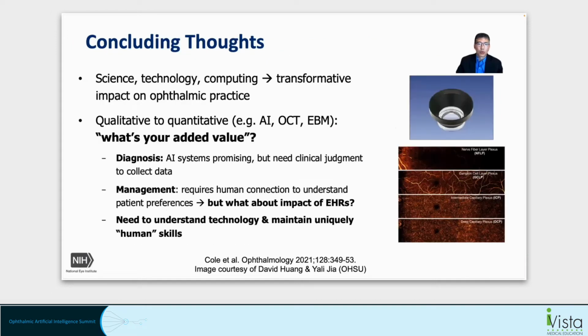So finally, we're in a world where we're moving from qualitative to quantitative. That's true for AI, medical imaging. And the question is, well, what's the added value of clinicians if these machines all generate numbers and everybody sees the same numbers, regardless of whether you are a retina specialist or general ophthalmologist or optometrist or patient using Google search. And so I think we've got a lot to figure out. How do we understand these technologies and just maintain those uniquely human skills that may end up being that added value? So thank you very much. A real privilege to be able to speak here today.